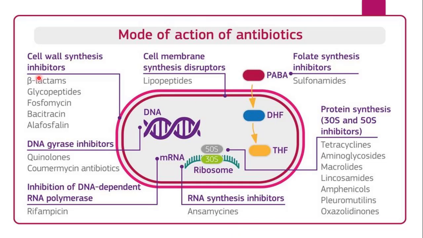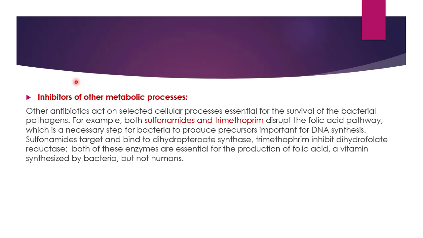So this is cell wall, this is cell membrane. If you will see, this is the metabolic pathway, PABA to DHFA to THFA, with sulfonamides inhibiting these steps. Because of which metabolism is inhibited, then protein synthesis inhibition, then RNA synthesis inhibition, DNA gyrase inhibitors, then cell wall synthesis inhibitors. Metabolic processes, you are very well aware, which we have studied in sulfonamides. So it is inhibition of folic acid synthesis, the metabolic pathway by which inhibitors of metabolic processes are acting.